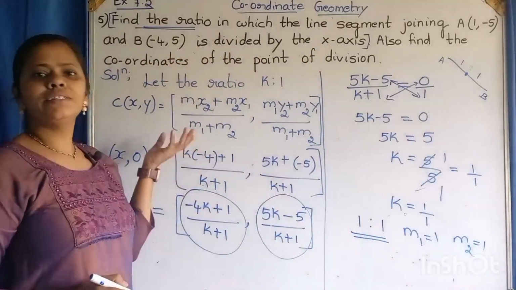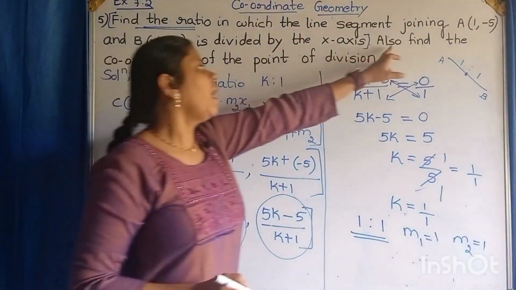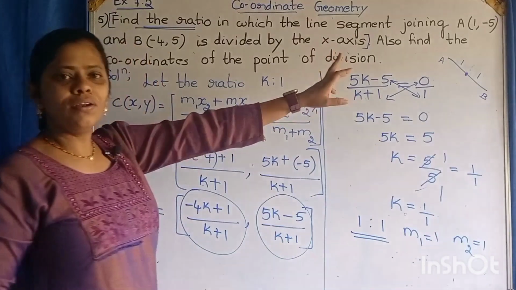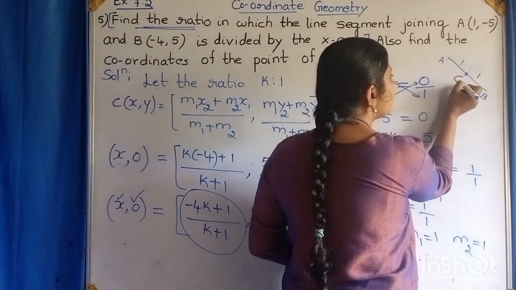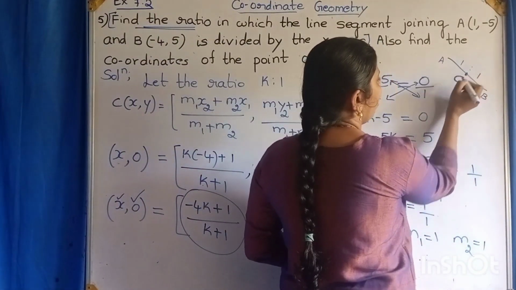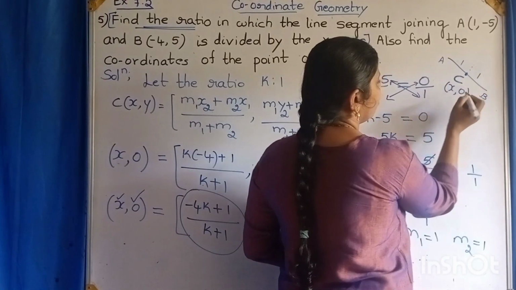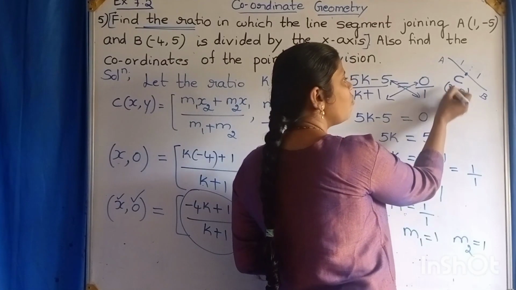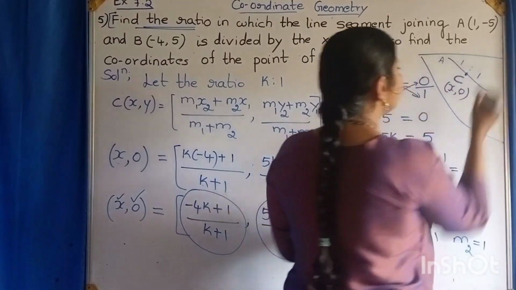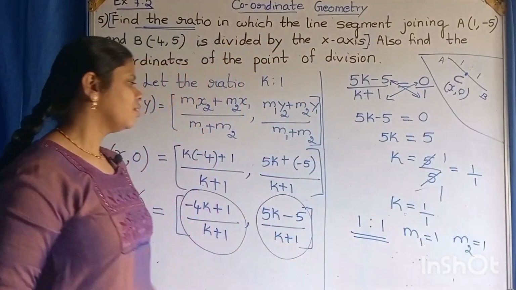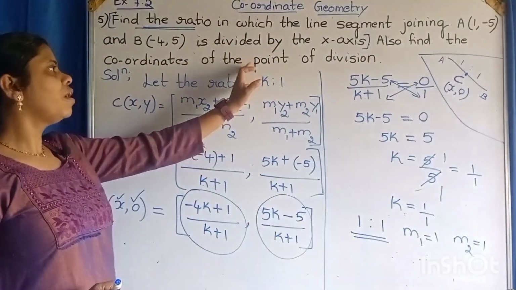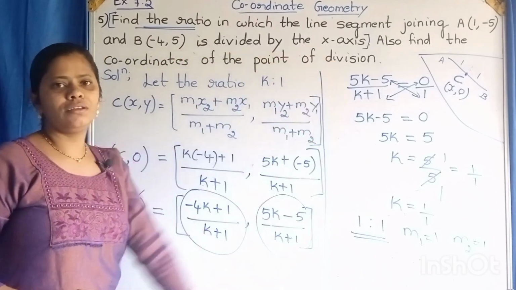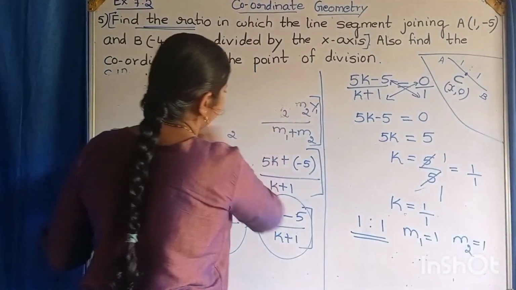Now, what is our second part of the question? We have to find the coordinates of the point of division. Already I told you, C is the point of division. And for the y coordinate the value is 0, and we have to find out the value of x. Okay, this is the second part of the question. So let us do the second part, that is we have to find out the coordinates of the point of division. Okay, now let me rub the board.